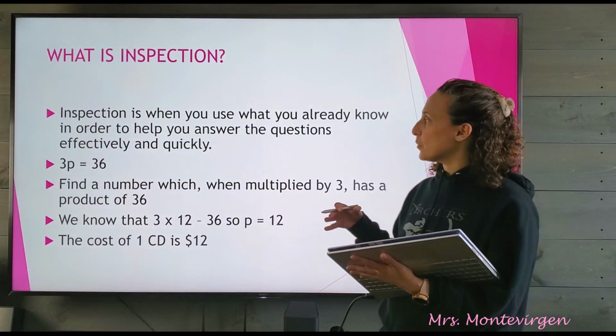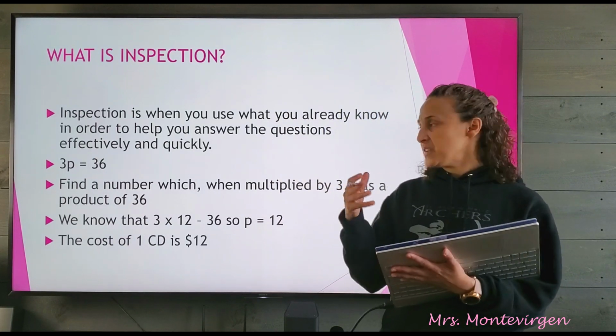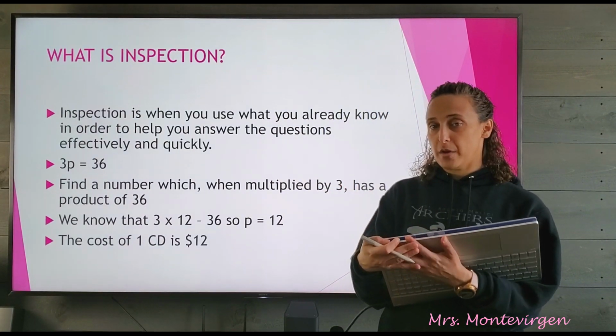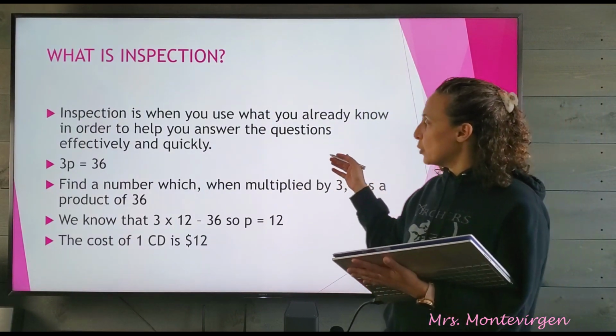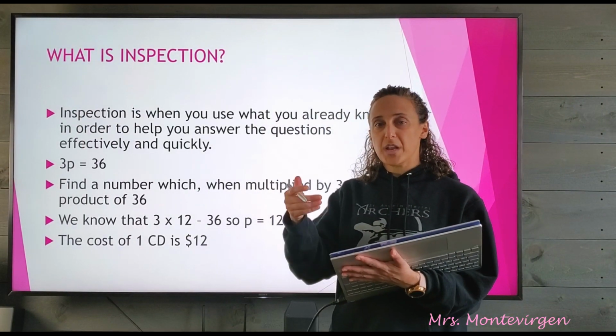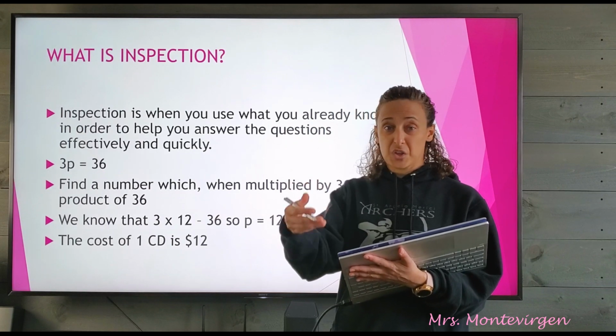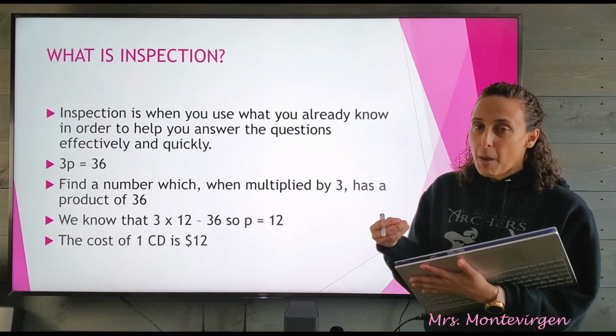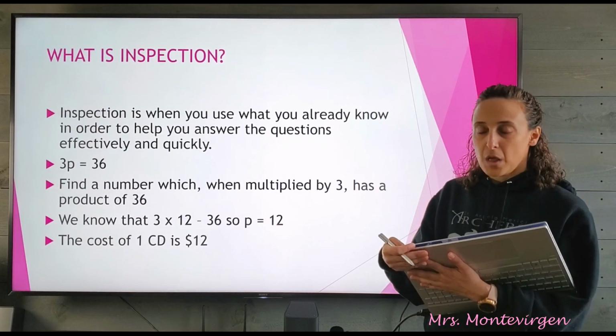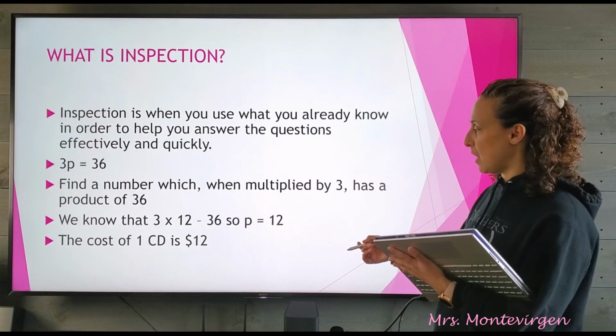Now, this is another way, inspection. This is the second way that I want you to learn when it comes down to solving for variables. With inspection, you're using what you already know about calculations to help you solve for that variable, probably a little bit more quickly, shall we say, than systematic trial.